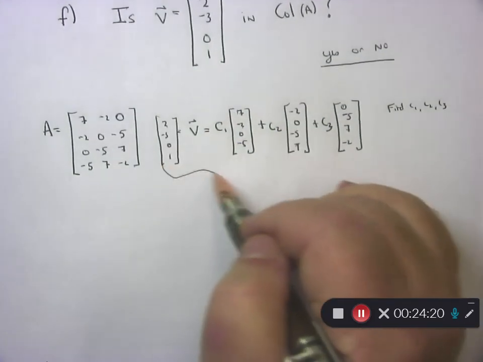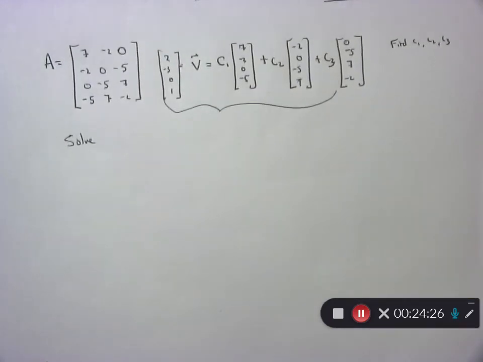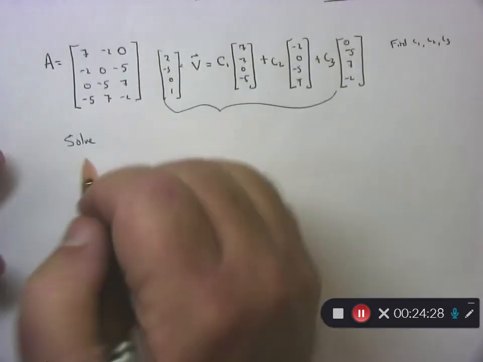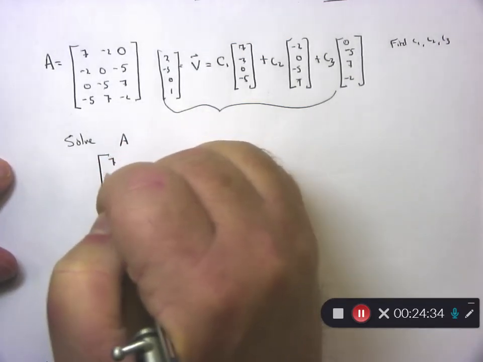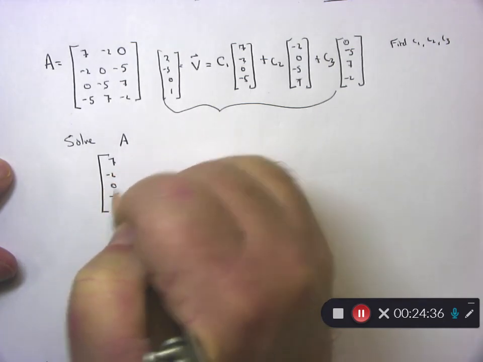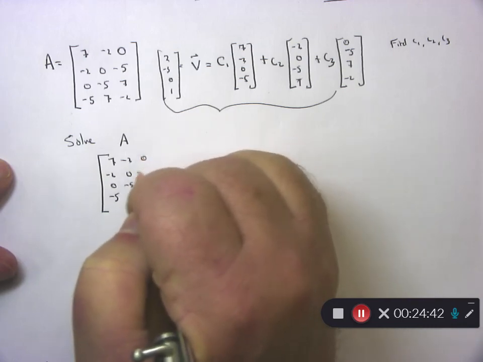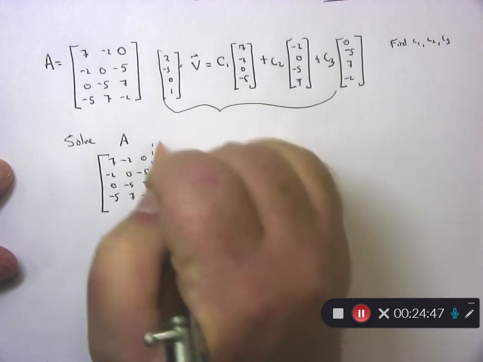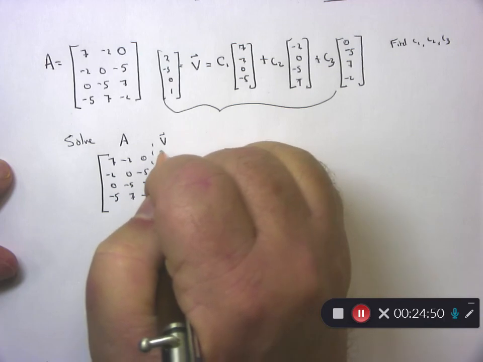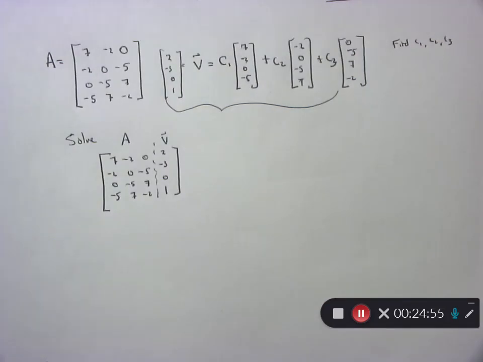How would you solve this? What would you do? Augment. Outstanding. Basically, you're going to take matrix A, which is this matrix, and augment it with the V vector, which was 2, negative 3, 0, 1. And now, you augment, and then what are you going to do?